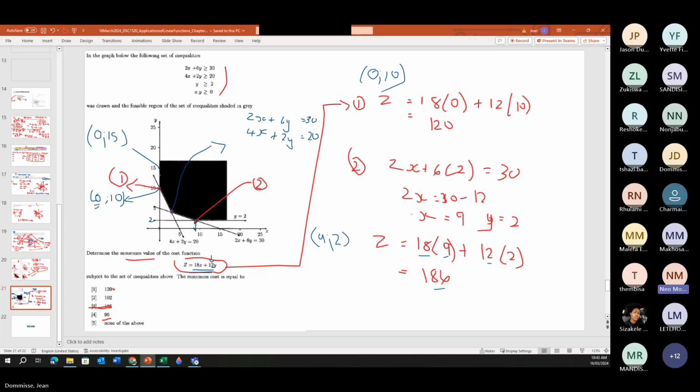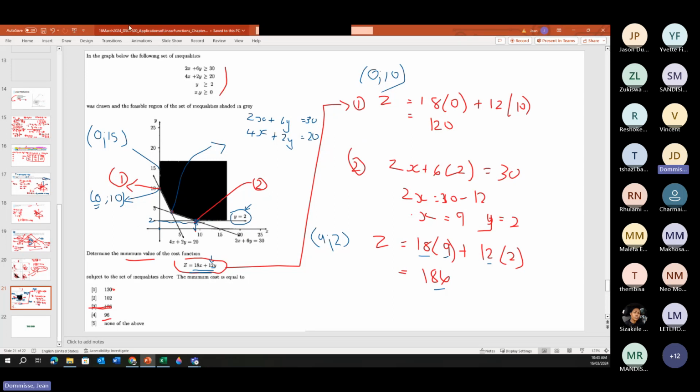Sorry, sir. On the second formula, I see you have y is equal to 2. I don't understand, where did you get the value for y, which is 2? Okay, so here is that straight line of y equals 2 that goes through that point. So that is why I can use y equals 2, because of that straight line.